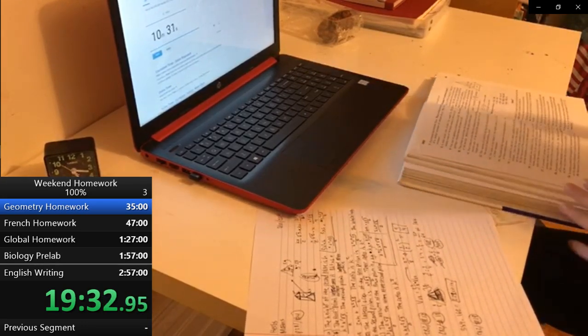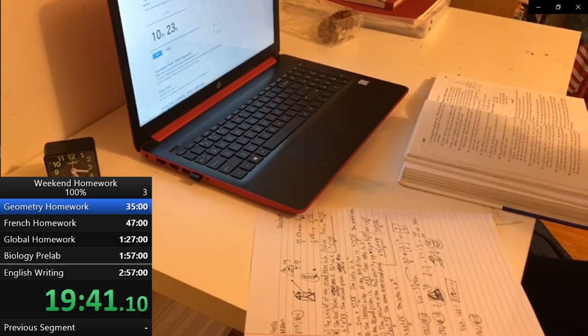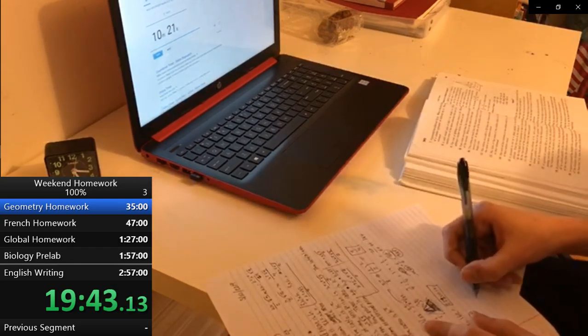The question is, a square pyramid has height 8 inches and base edges 6 inches. Find the volume of the frustum obtained by cutting the pyramid by a plane parallel to the base and 2 inches from the vertex of the pyramid. Whoa, I need to draw that.